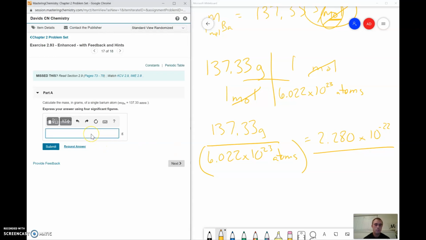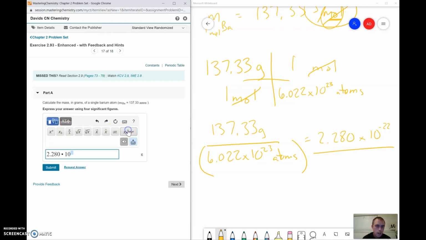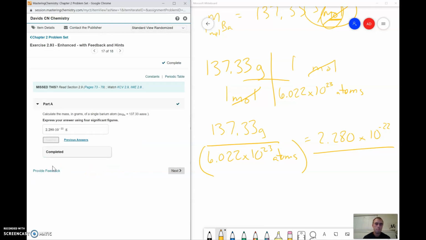Okay, so then we can come over here and enter 2.280 times 10 to the negative 22nd, and it's already got my unit in here for grams, and I can submit, and bada bing, bada boom. It doesn't tell me it's correct, but it is correct. Okay.